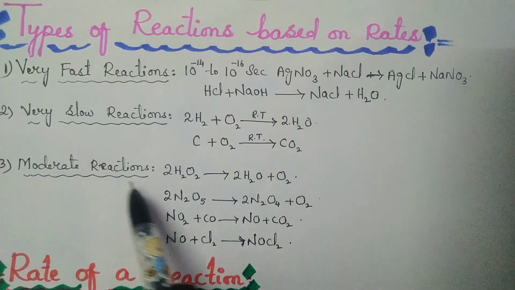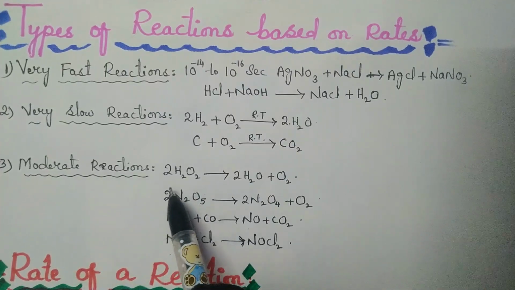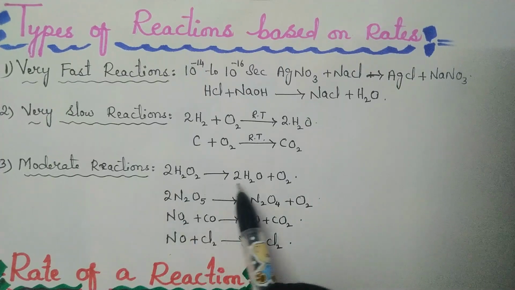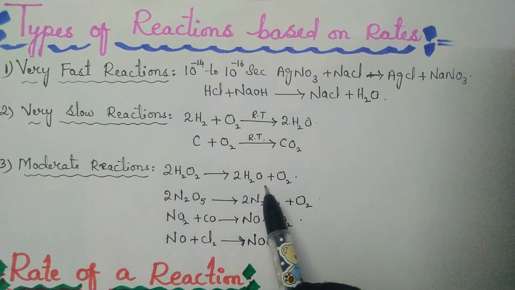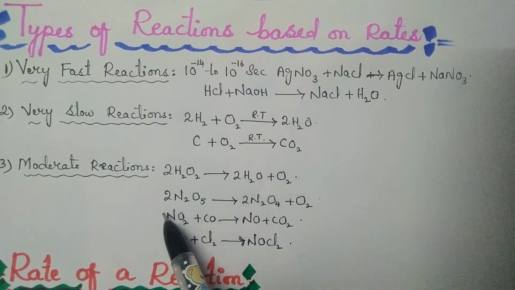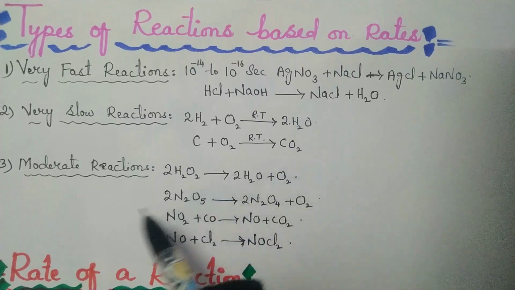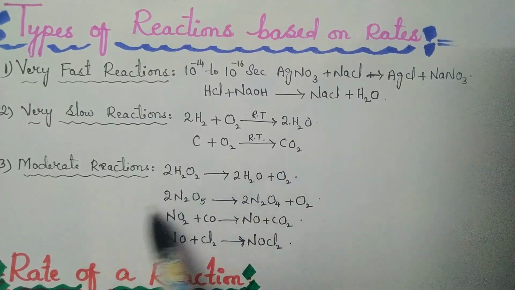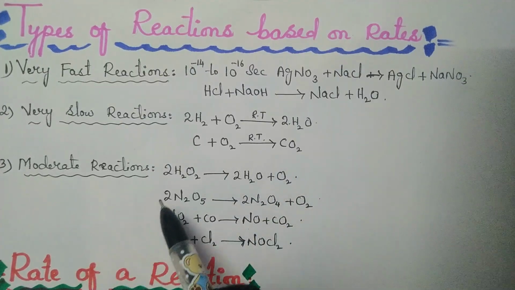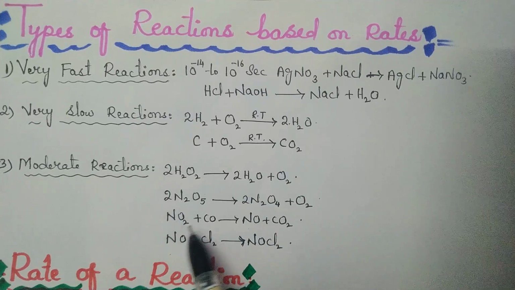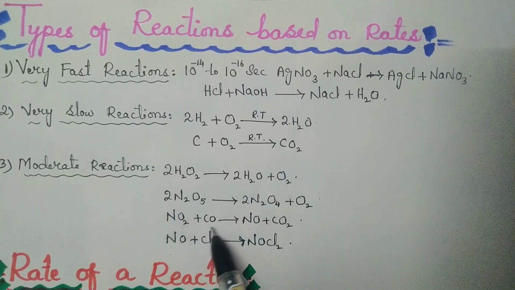Let's discuss some examples. First one is the decomposition of hydrogen peroxide into water and oxygen, and also the decomposition of nitrogen pentoxide and hydrolysis of an ester. There are so many examples of this type of reaction, like the reaction between nitrogen dioxide and carbon monoxide, and also the reaction between nitric oxide and chlorine.